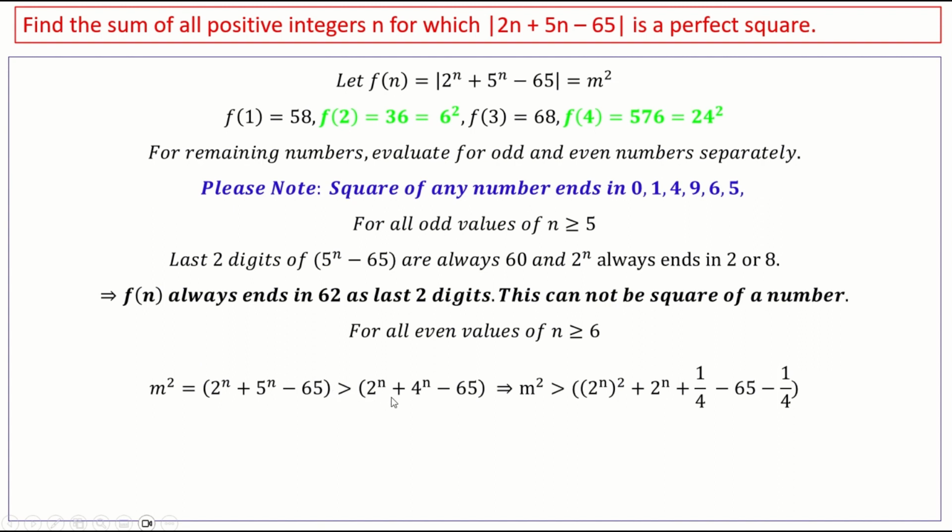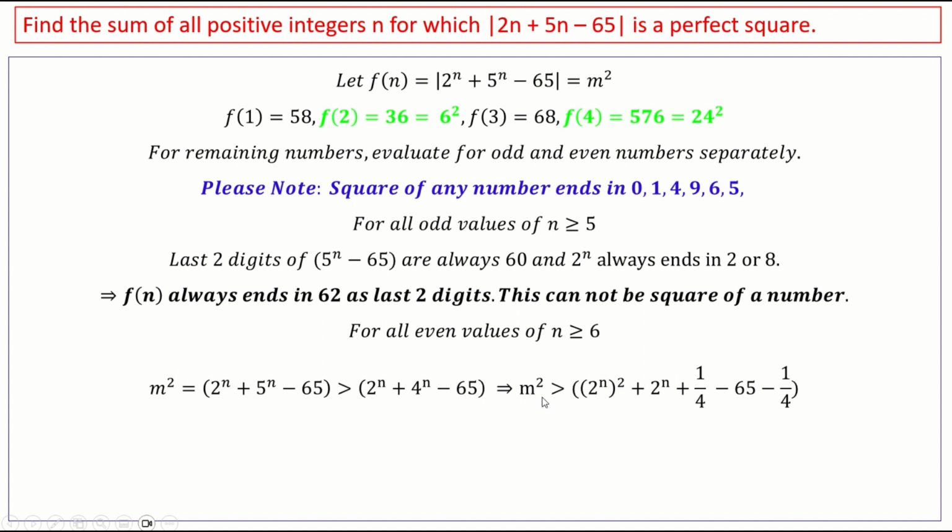This is greater than 2 power n plus 4 power n minus 65. Obviously, 5 power n is a positive number greater than 4 power n. So obviously m square is greater than this number. Correct? Why am I taking this number? Because I can write it in the form a plus b whole square easily.